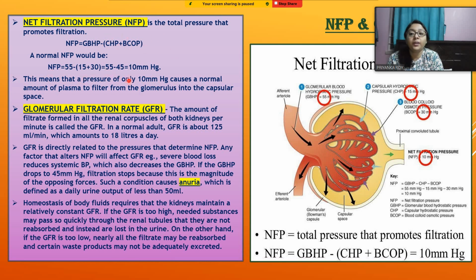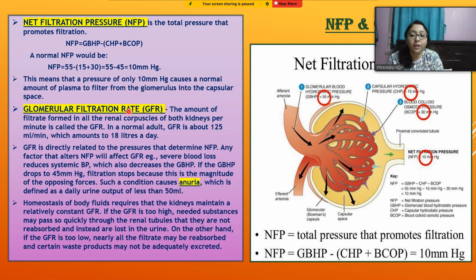That comes to around 10 mmHg, given the average values of pressure given here. This means that only a pressure of 10 mmHg causes a normal amount of plasma to filter from the glomerulus into the capsular space.